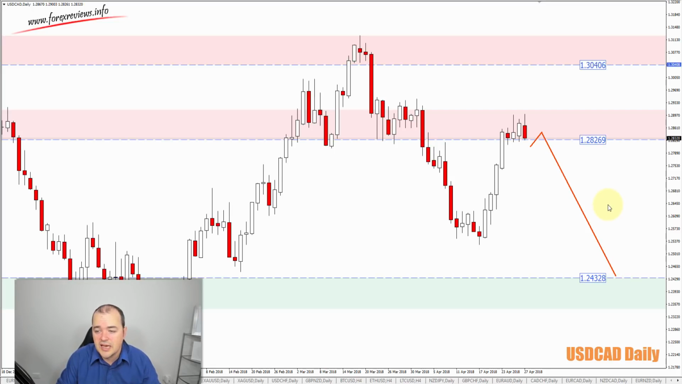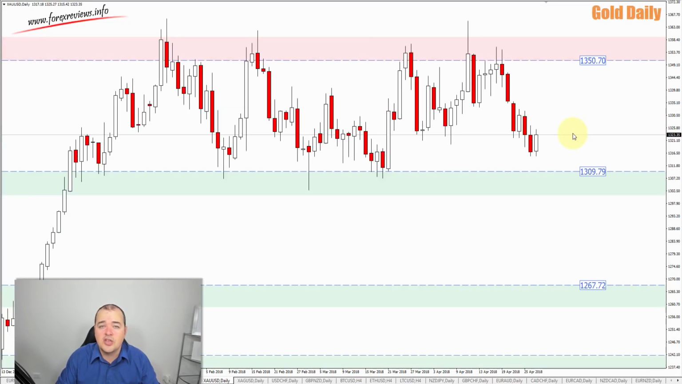So overall on US CAD, highlighting that I am already in a sell position on this market, looking for a potential move to the downside from this important zone. However, also highlighting that price action is still testing this area. So this is still a great area to look for a potential bearish opportunity in this area and a potential move to the downside from this important zone. Okay, well that's that market.